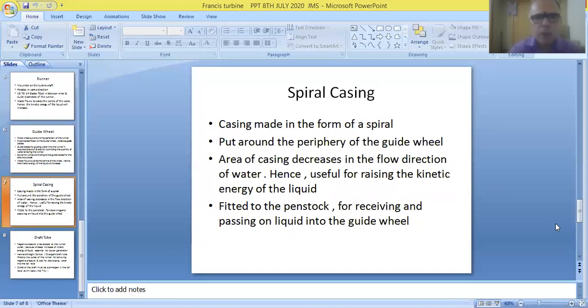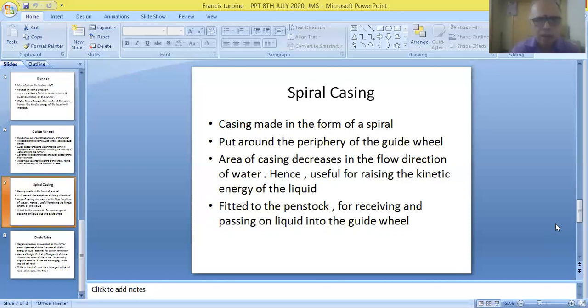And we have talked about the casing. Casing is a very essential component used not only in turbines, but also for motors, generators, engines, pumps, and compressors. So it can be called pump casing, compressor casing, motor casing, generator casing. Here it is used for covering the parts of the turbine, so it is referred to as a turbine casing. It's made in the form of an Archimedean spiral, so it's called a spiral casing.